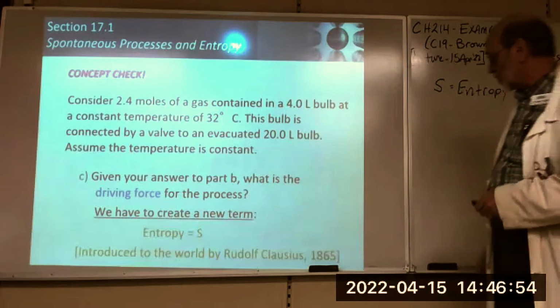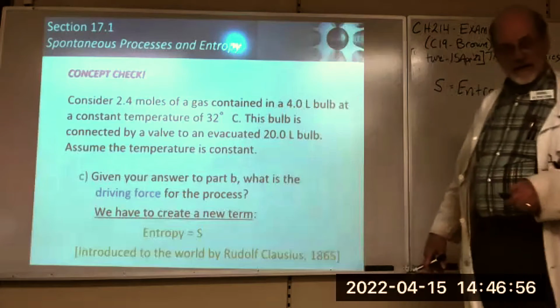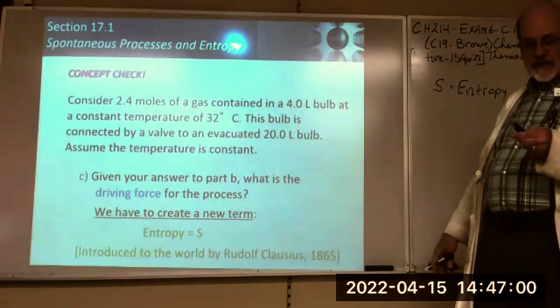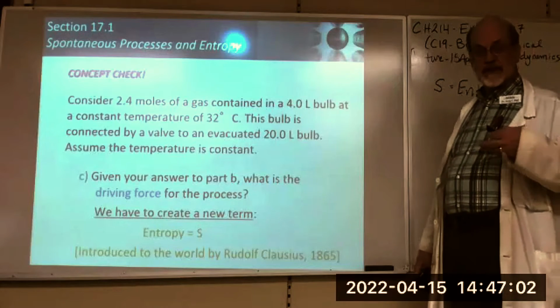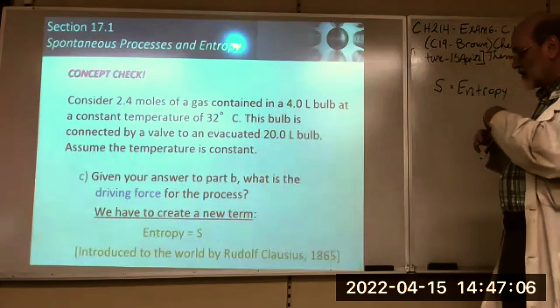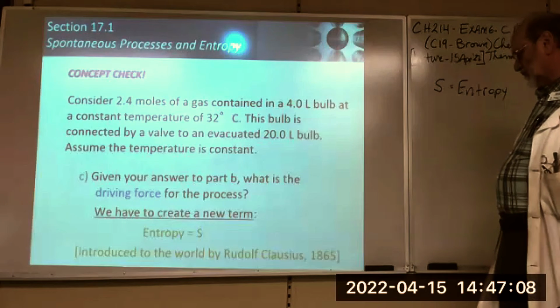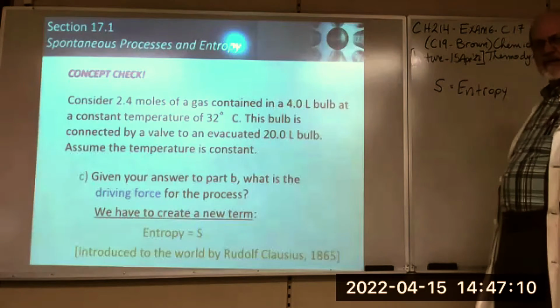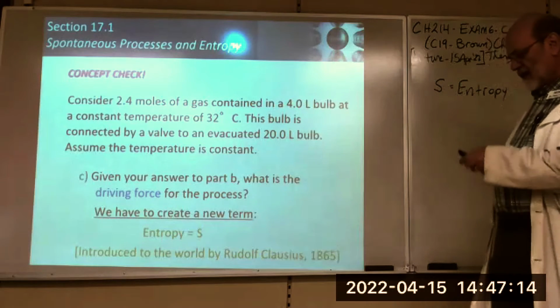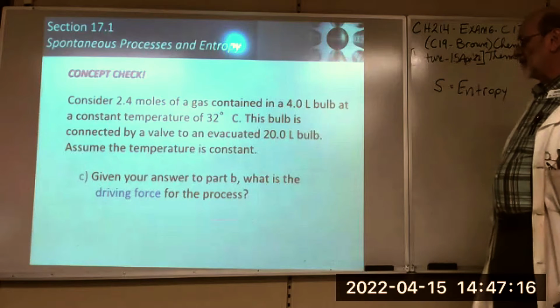Entropy was first introduced around the end of the Civil War by Rudolf Clausius. Of course, Clausius wasn't in the United States, so he didn't have to deal with the war. He was, what was he? Clausius? I think he was German. So what do we mean by entropy?